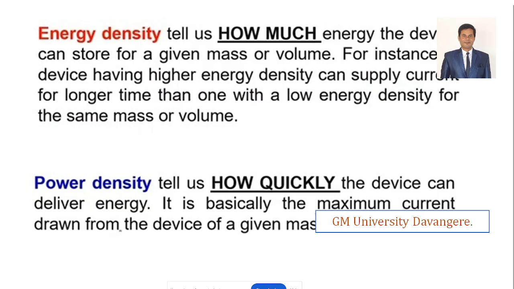For that purpose, we connect the battery banks, where you can deliver quick power into the transmission lines. The reactive power can be delivered very quickly into the transmission lines, and the transmission lines will carry the reactive power to the inductive loads faster. So that's why power density is how quickly the device can deliver that energy. That is the maximum current drawn from the device. The high current should be drawn for a given mass or volume. That tells us about the power density.